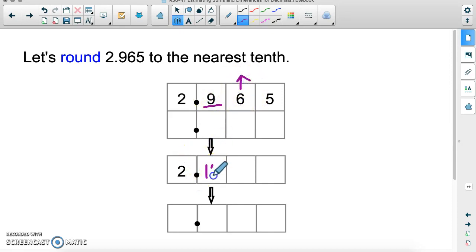So can this change to a 10? Can I have 2.10? Well, now I need to regroup. So I need to take this 10 and I need to add it to the whole number. So this is going to become a 3. This is going to become a 0. There's nothing left here because I've regrouped it as a whole number. So 2.965 is closer to 3.0.